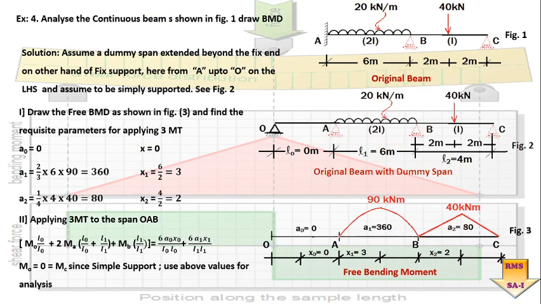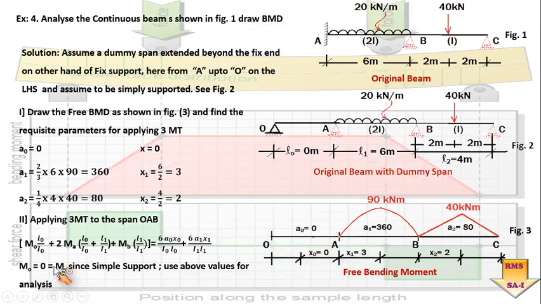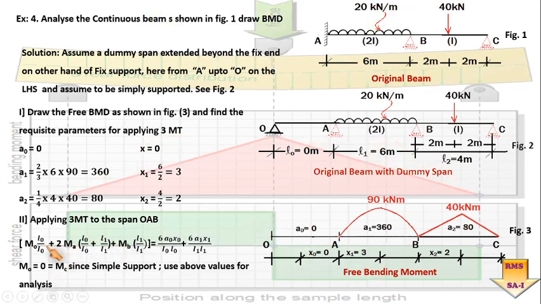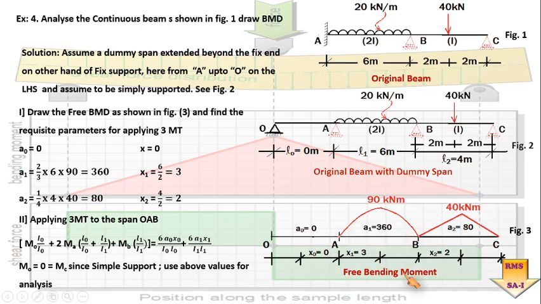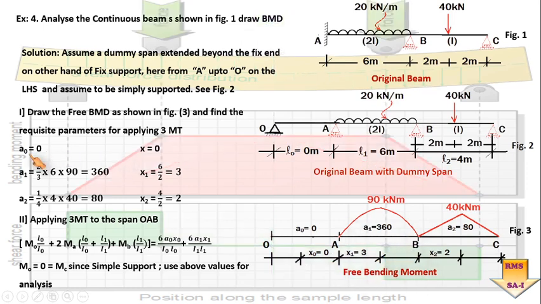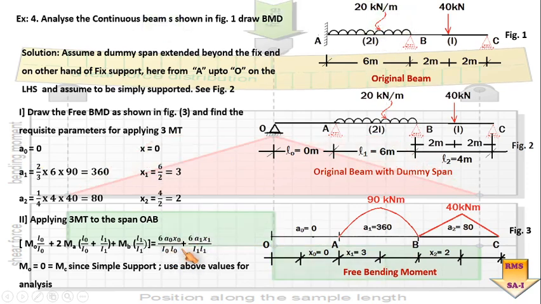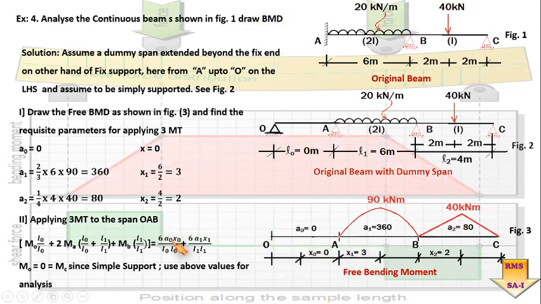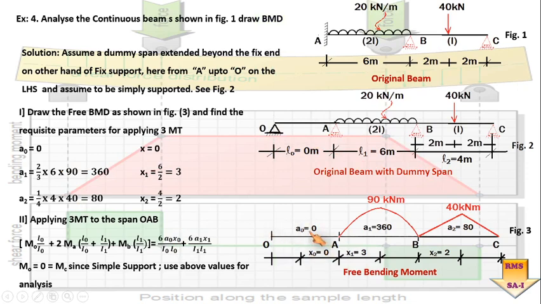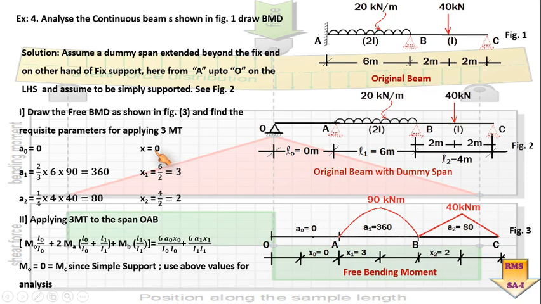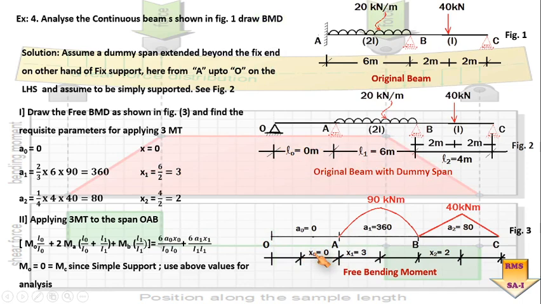Now we remember what is the governing equation of the three moment theorem. So here I have shown that, but certain specific values are needed to be initially worked out from the free bending moment. So here you can see I have worked out the value of A0 and X0 which are needed in this particular governing equation of Clapeyron's theorem. So A0, no loading, so no bending moment, so no area of a bending moment. Similarly X0, as L0 itself is equal to 0, so X0 will also be equal to 0.